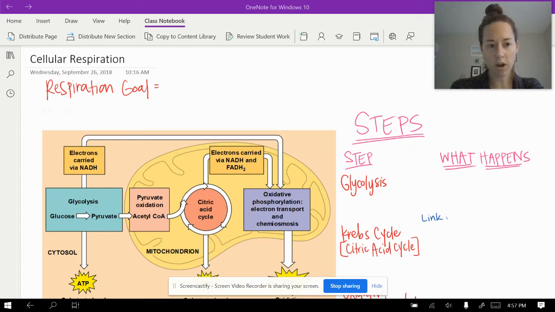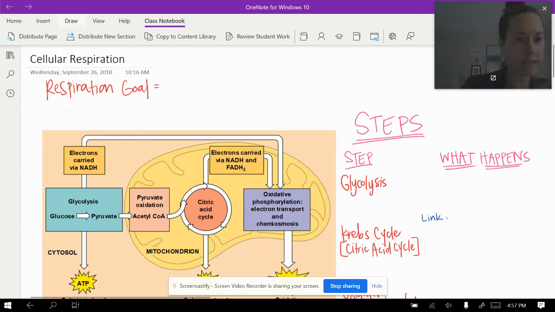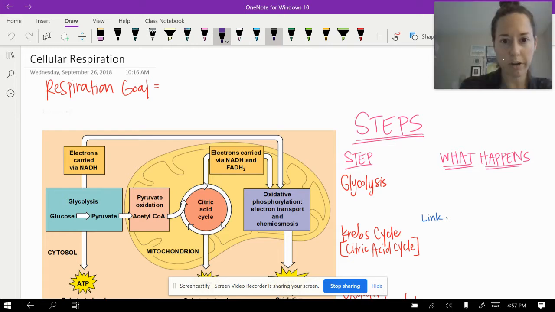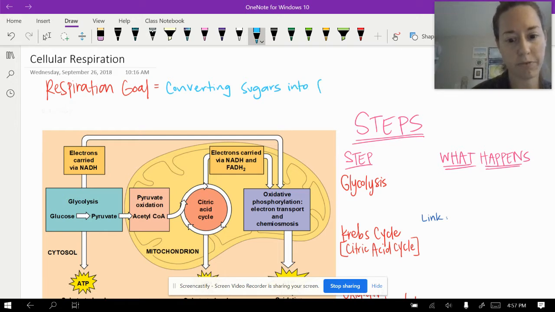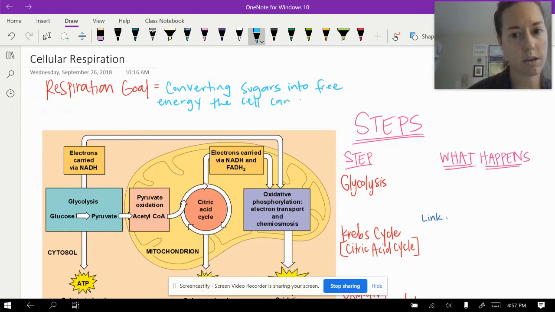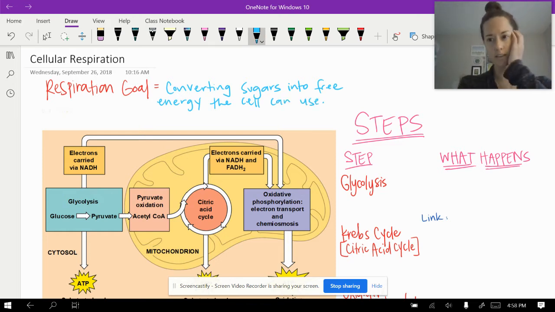So, first of all, cellular respiration, the goal is converting sugars into free energy the cell can use. And to say this in a way that will make you maybe care about it, cellular respiration is the way that your food actually provides the energy to keep you alive.